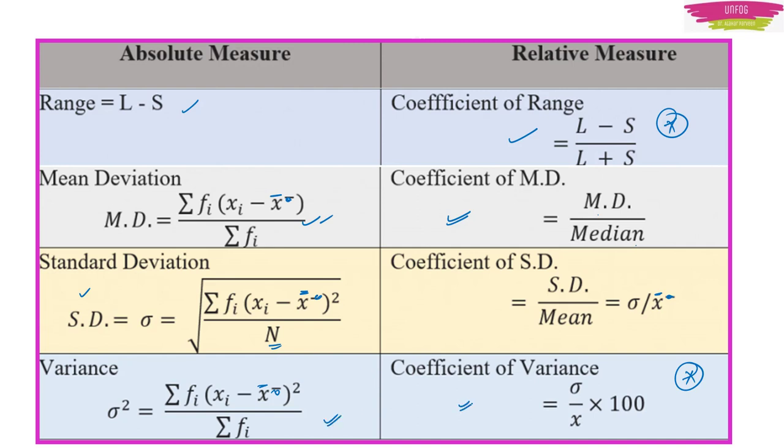Then, coefficient of variation. Now, what is the relationship between standard deviation and variance? Very important. Variance is equal to sigma square. That is the relation between standard deviation and variance. Or vice versa, sigma will be equal to the square root of variance. What is sigma? Standard deviation. I am expecting this question this time. Very, very important point this is.